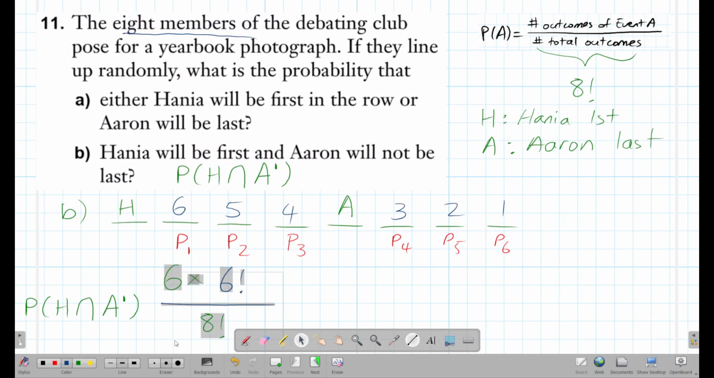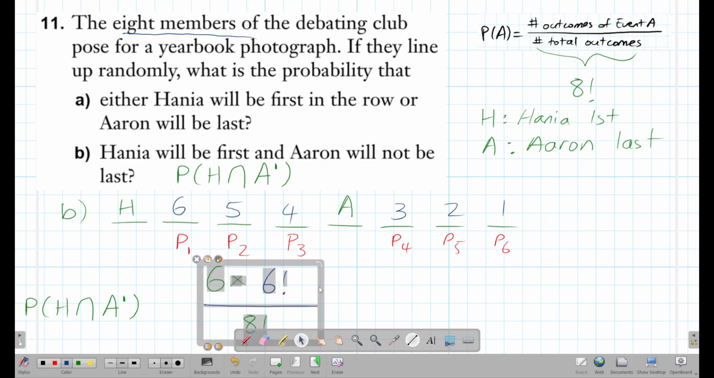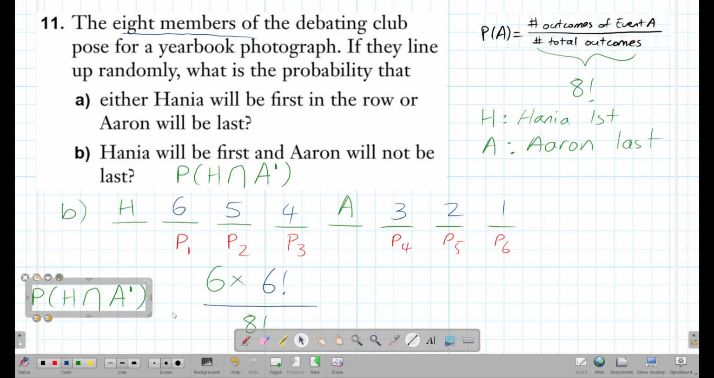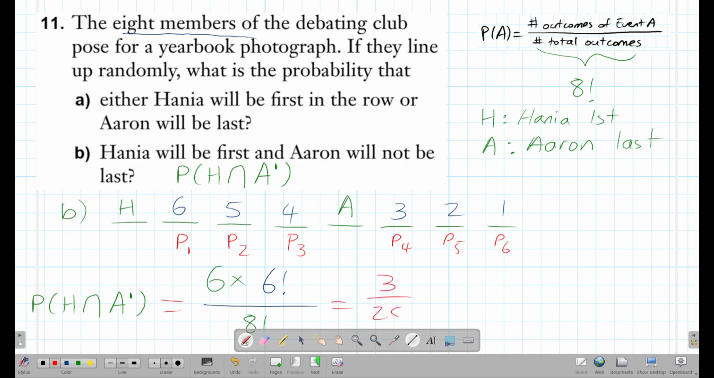Okay. So this is going to be our probability for this, H intersect A complement. And all we have to do now is just simplify this. So you either use a calculator or you do this by hand. But either way you're going to do this, you're going to get 3 over 28, and that will be your answer. Okay. So that is part B.